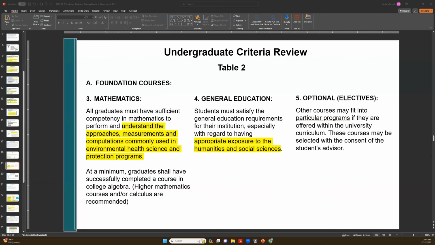Of course, mathematics, we suggest calc, but they don't have to. Pre-calc as a minimum. General education, again, is to satisfy the requirements of the university. And then, of course, optional electives we've already talked about.